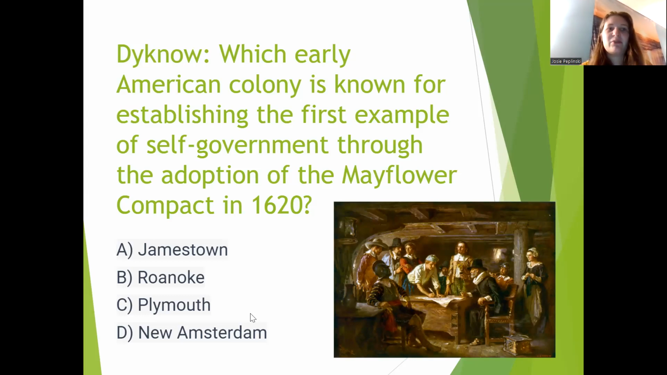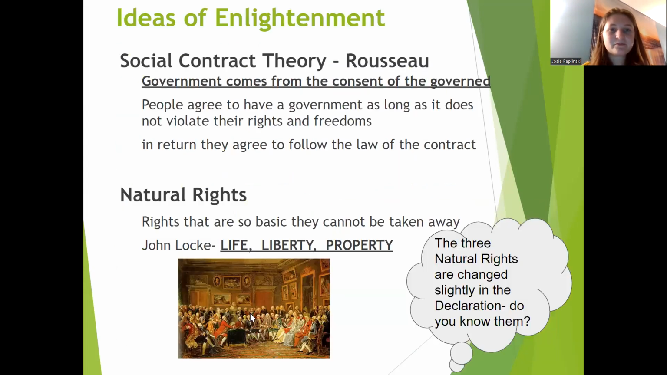So here's a practice multiple choice. Take a little pause if you'd like to try it yourself. Which early American colony is known for establishing the first example of self-government through the adoption of the Mayflower Compact in 1620? That's going to be Plymouth. So we've talked about the first three here. Plymouth is the one that uses this Mayflower Compact.